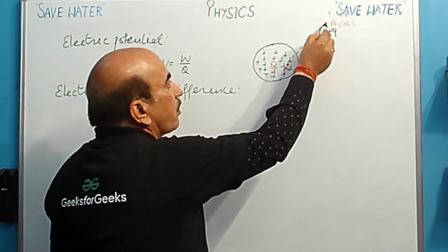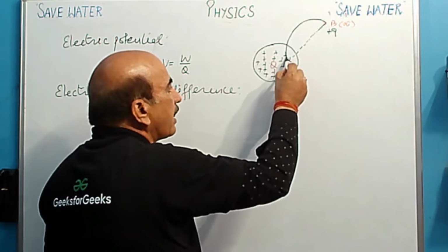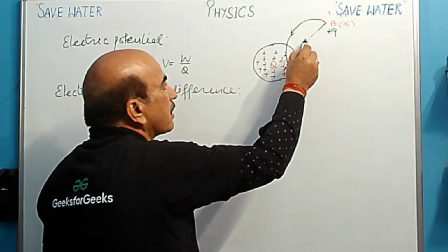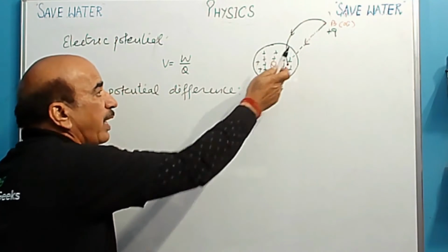And this can come to this. इसको हम यहाँ भी ला सकते हैं. This point ऐसे भी ला सकते हैं. This is also the path. This is also the path. So it can come to this point along any path.